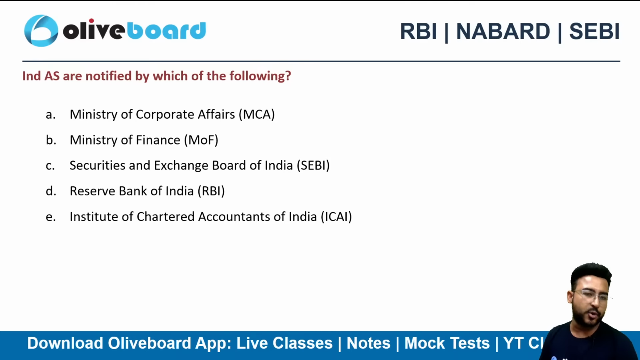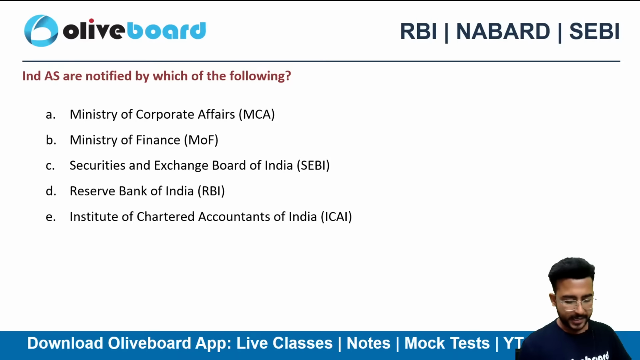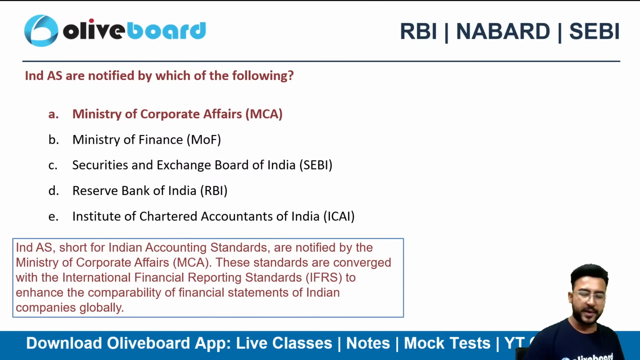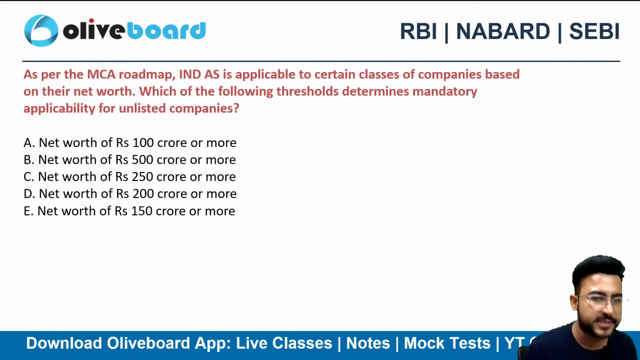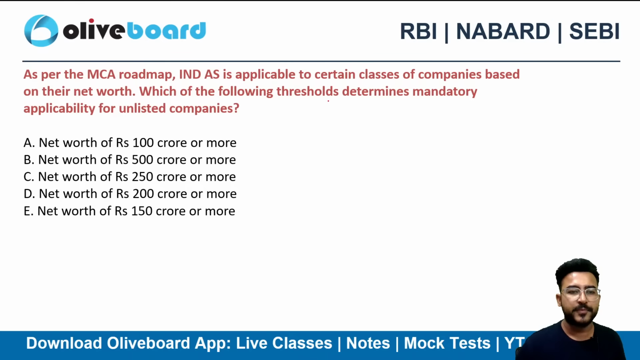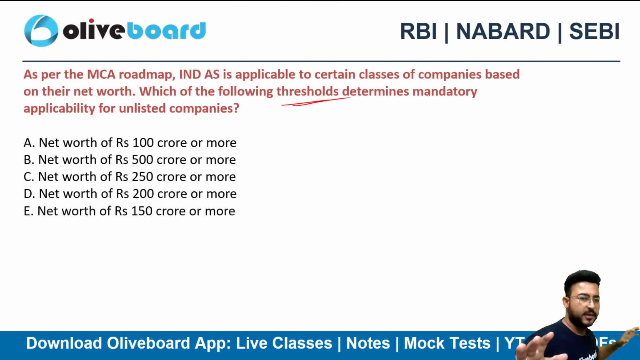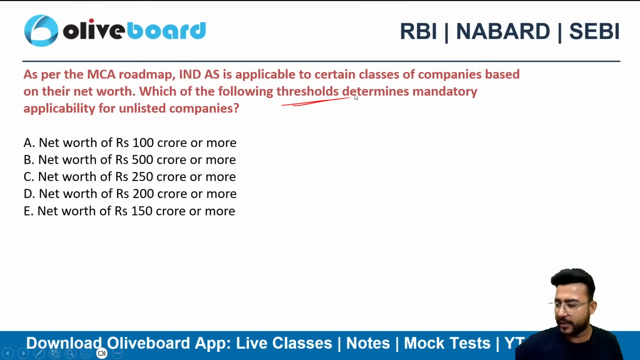Next one, Ind AS are notified by which of the following institutions or entities? Any idea? Ind AS. The correct choice is Ministry of Corporate Affairs. Okay, Ministry of Corporate Affairs. Can you also tell me the threshold for determining the applicability of the Ind AS for the unlisted company? Let's suppose I am an unlisted company. What will be the threshold applicable?